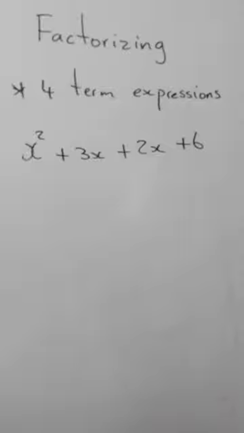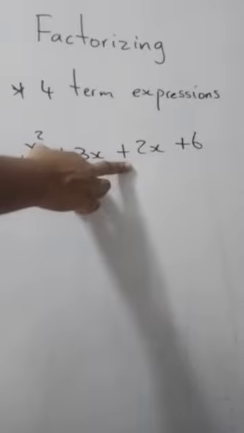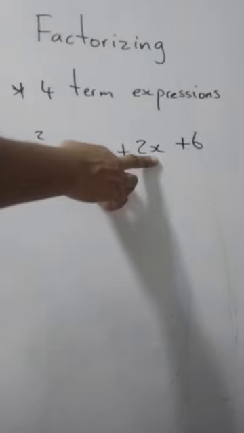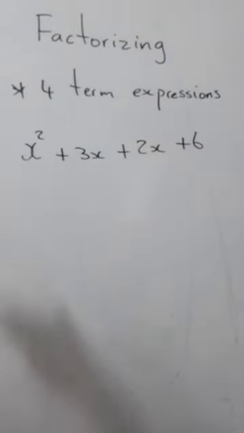This is four terms because terms are separated by operations, either addition or subtraction. So I know that this is my first term. This is separated by addition, so this is my second term. This is separated by addition again, so that's my third term. This is separated by addition again, so that's my fourth term. So we have four terms in this expression, and I want to be able to factorize it.